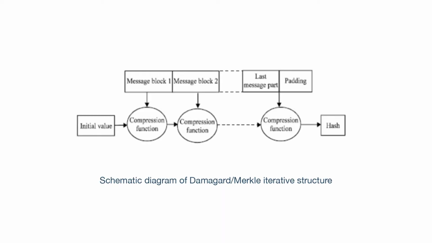MD5 follows the Damgard-Merkle iterative structure, where the hash is computed by a repeated application of a compression function to successive blocks of the message, given in the following figure. A schematic diagram of the Damgard-Merkle iterative structure is shown here. For MD5, the compression function takes two inputs, a 128-bit chaining value and a 512-bit message block, and produces as output a new 128-bit chaining value, which is the input to the next iteration of the compression function.